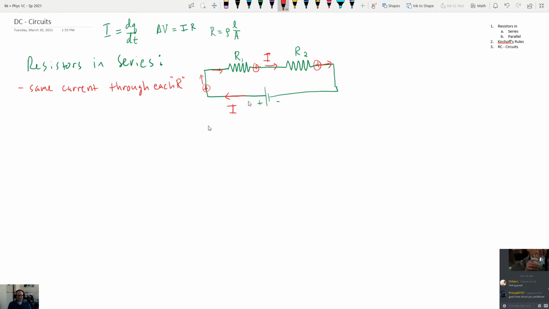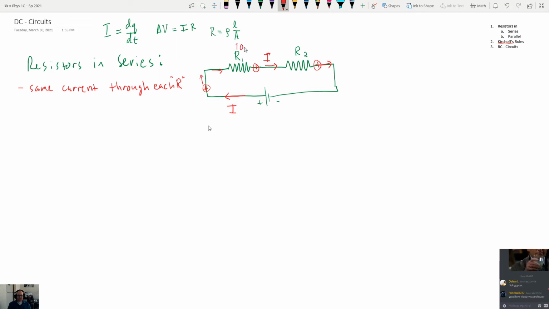Yeah, the basic idea is that if charge is flowing through here, and it's flowing around and around, you can't have charge just kind of build up somewhere in the circuit. It has to keep going. So any charge that flows in the left side of R1 has to flow out the right side, and any charge that comes out the right side of R1 basically has to go into R2 and then flow out the other side as well.